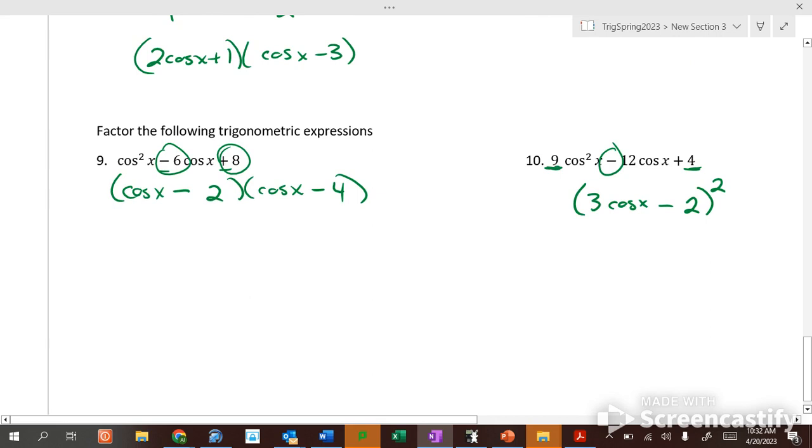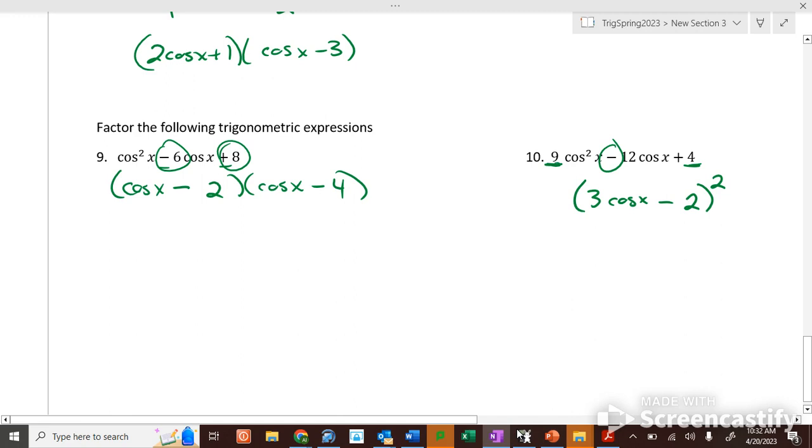Now, time for the review worksheet. And because we almost had tears, I'll just go over this tomorrow in class. So, where did I put it? I put it. Nope. Careful.